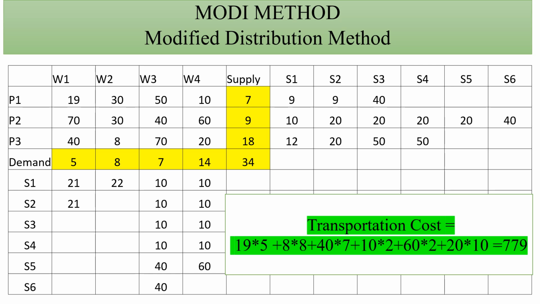I have solved the question. Step 1 is the row-wise operation. In step 1 the values are 9, 10, 12. You all know how 9 has come: 9 is the difference between the two smallest numbers, here 19 and 10. That's why the difference is 9. If you go through in that way, then the allocations are done in the respective cells and the transportation cost has been decided, that is 779 rupees.